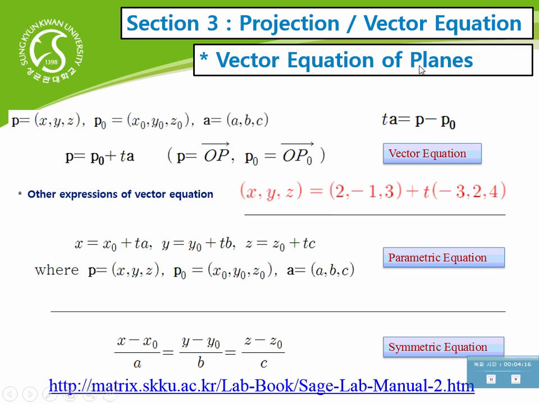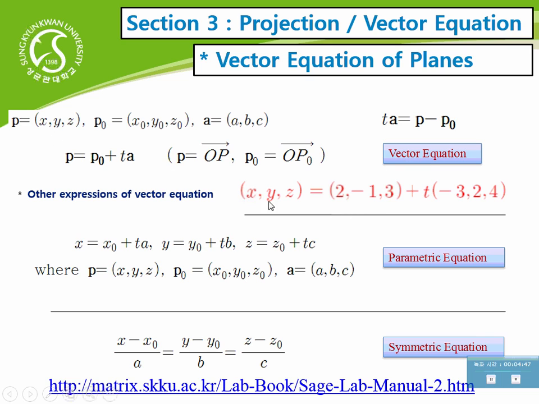Okay, vector equation of the plane. See, we found that tA equals P minus P0 represents the vector equation of the line. This can be written as P equals P0 plus tA. So this is called the vector equation, and P, P0, and A are given as before. And this vector equation can be represented in another way, like this.